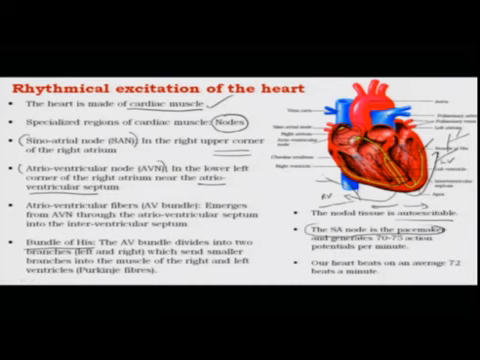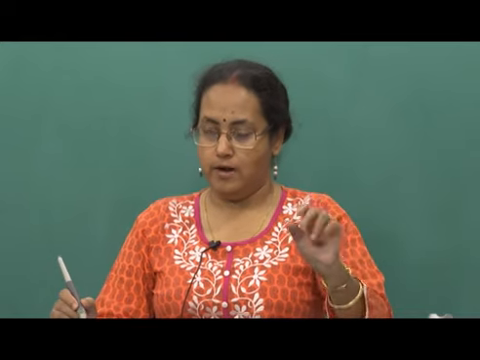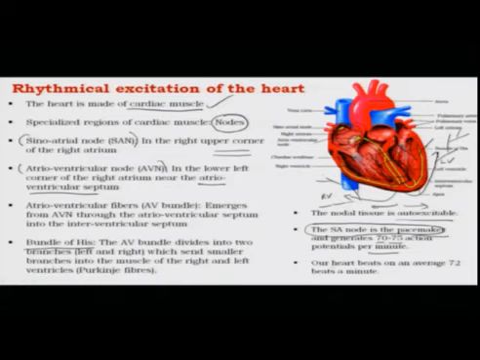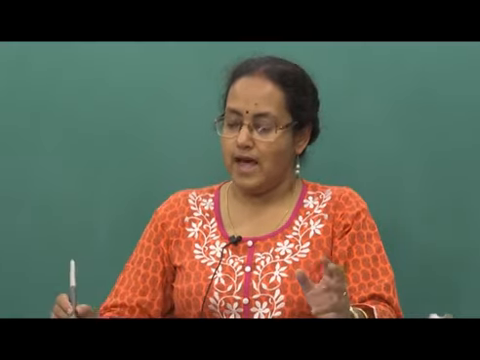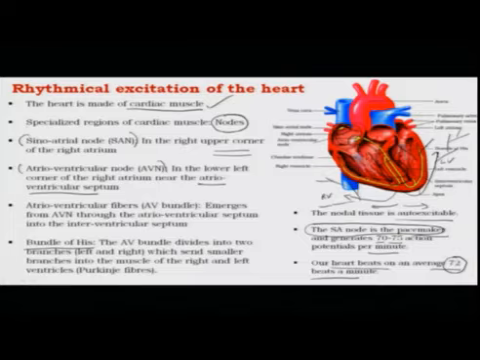What is the SA node known as? The SA node is known as the pacemaker of the body, because it sets the pace of the heartbeat. And what is the pace? The pace is about 70 to 75 action potentials fired every minute, and each action potential corresponds to one beat or one contraction of the heart muscle. Therefore, on average our heart beats about 72 beats in a minute. This can vary according to different conditions, but this is an average value.